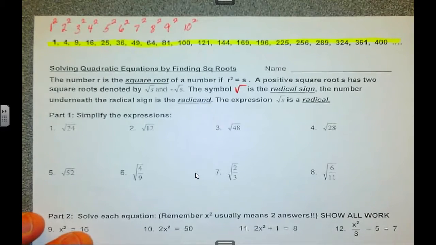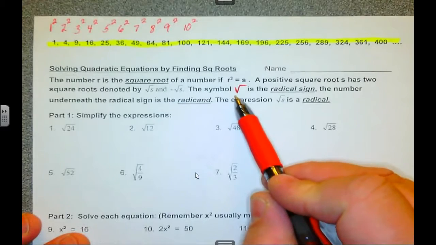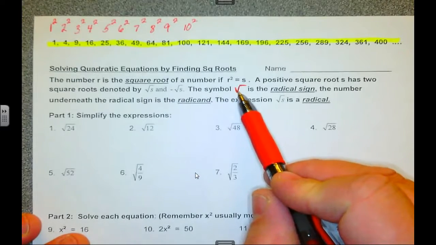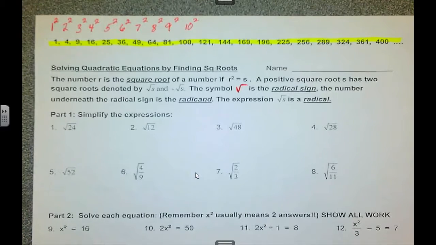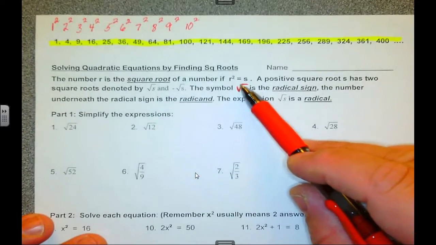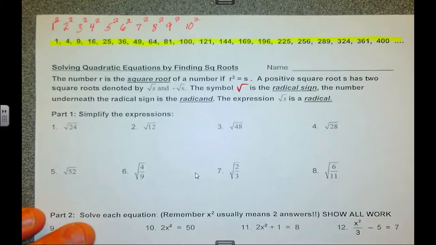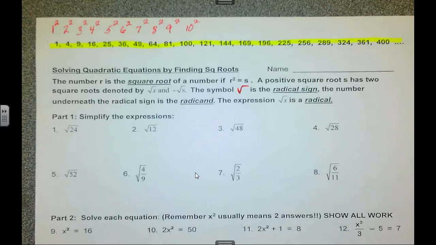The radical sign doesn't have to be square roots. As you found out when we were graphing radicals, it can be cube roots, fourth roots, fifth roots. But if there's no index there, it's a square root. That's why most of the time we just call it square root, but technically it's the radical.